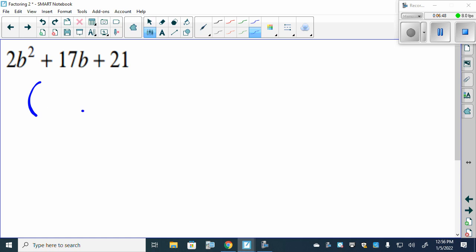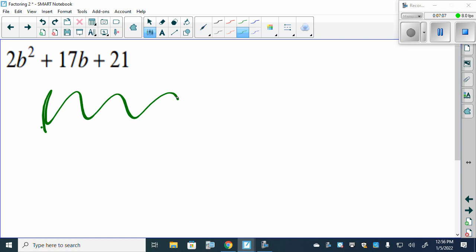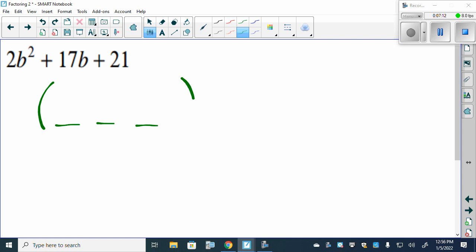Two sets of parentheses with three spaces.